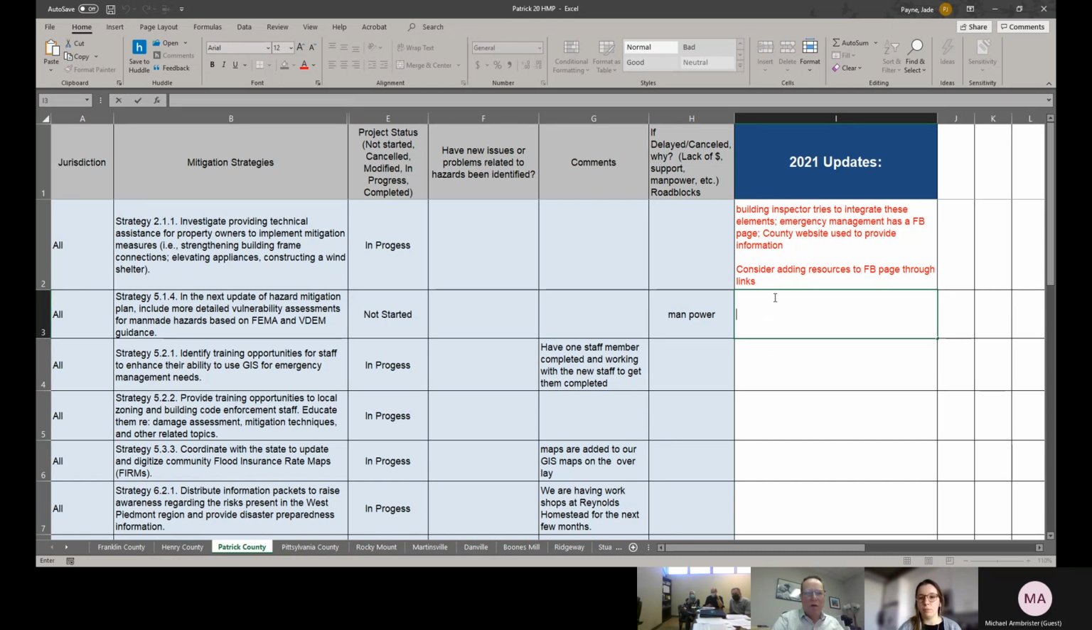Yeah, so as part of this update, we will be providing some more detail on the vulnerability assessments for man-made hazards. It's like a continuous improvement every 5 years when the plan is updated. So we will sort of be checking this box, but it won't be as robust an analysis as, say, flooding or dam failure or winter storms. But if there's anything that's changed or new vulnerabilities from those hazards, we will be doing that.